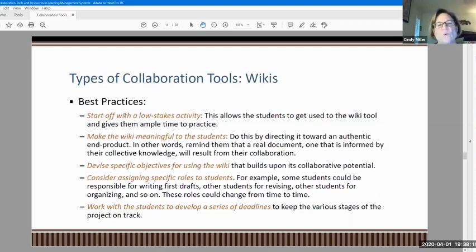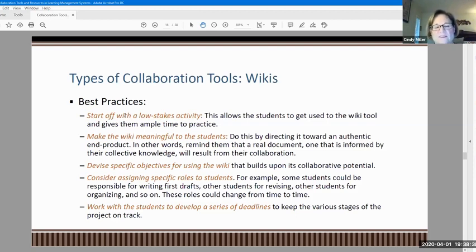You don't want them to do a Wiki just to be doing a Wiki. Again, that's true of all of these collaboration tools, but you want to make sure they're really doing an authentic end product when they're doing that particular Wiki, and that it's something that they can see is really building, and it's generating some great ideas and all those types of things.